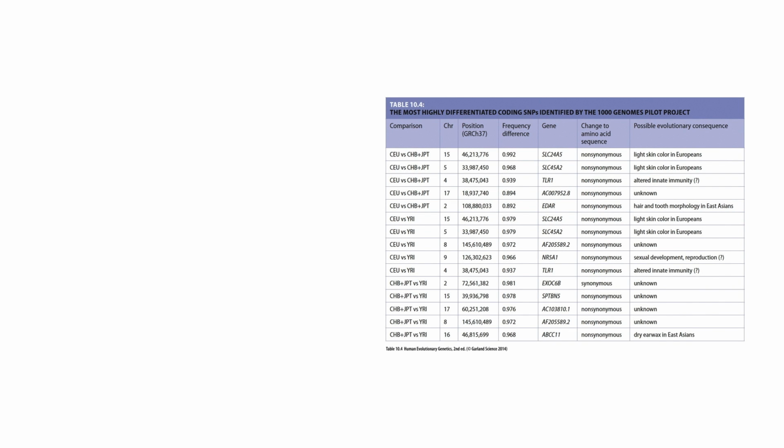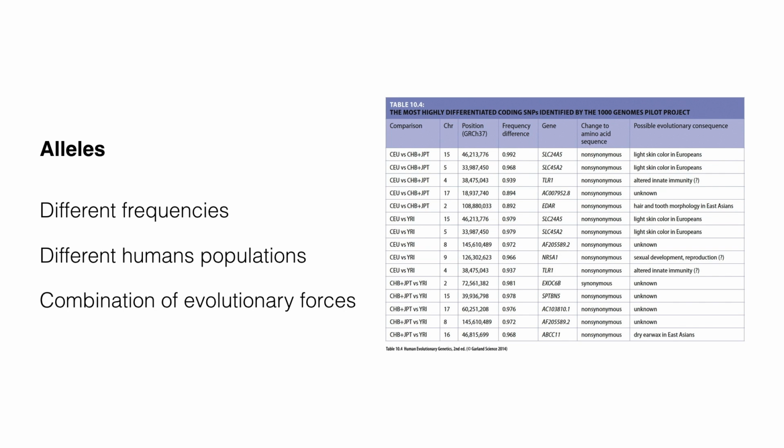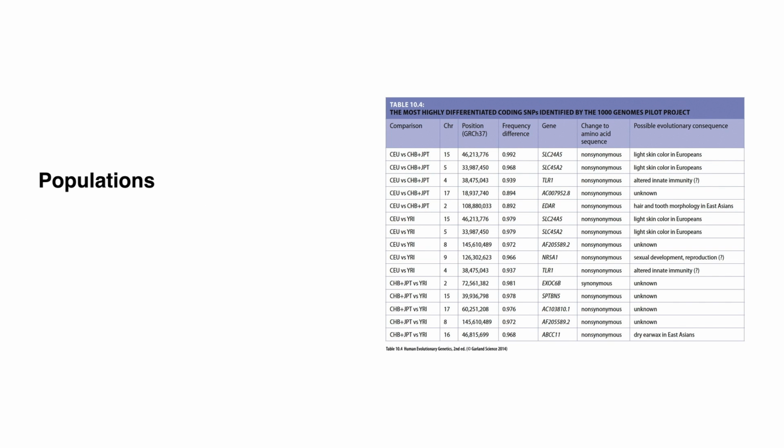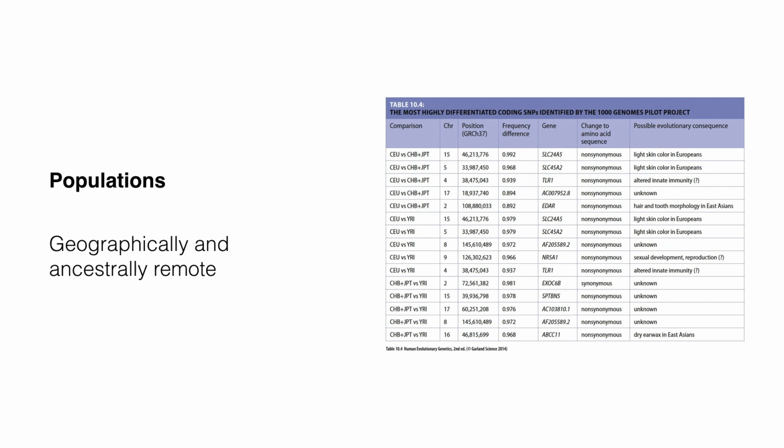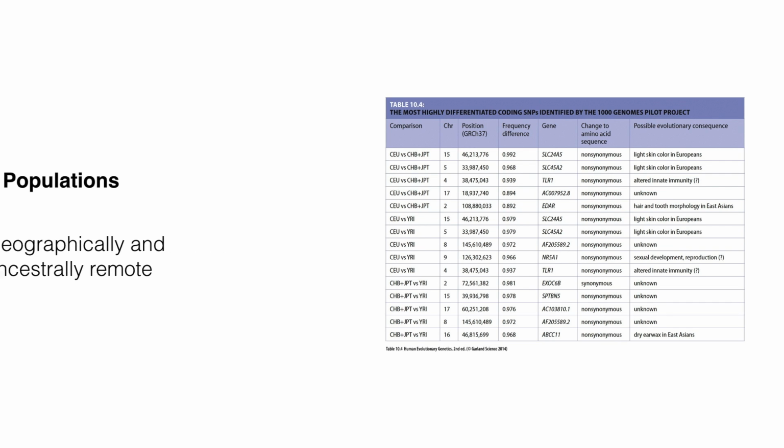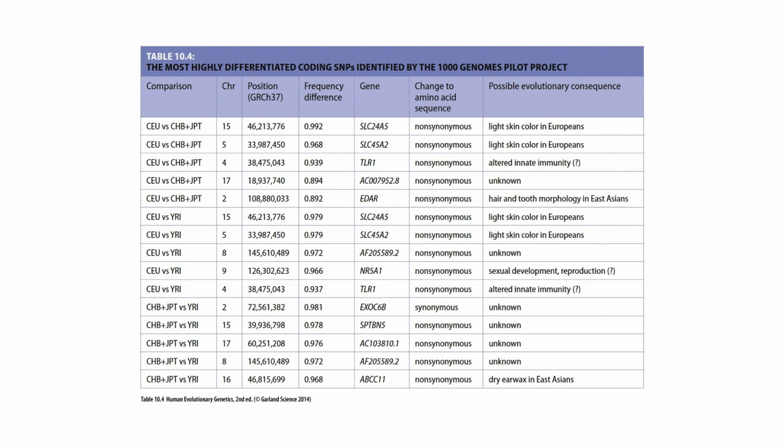So, what have we learned from surveys of genomic variation around the world? We learned that world populations differ in allele frequencies. Alleles occur at different frequencies in different human populations due to a combination of evolutionary forces. Populations that are geographically and ancestrally remote tend to differ more. Studies have demonstrated that thousands of individual SNPs distributed through the genome have very large differences in allele frequencies between one or more continental populations, such as between Europeans, Native Americans, Asians, and Africans.